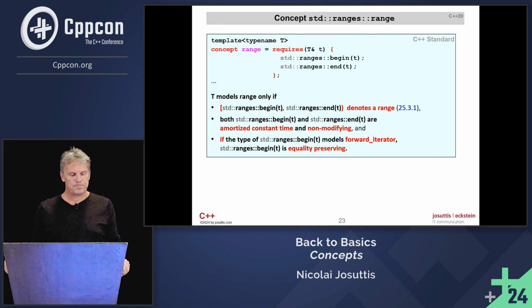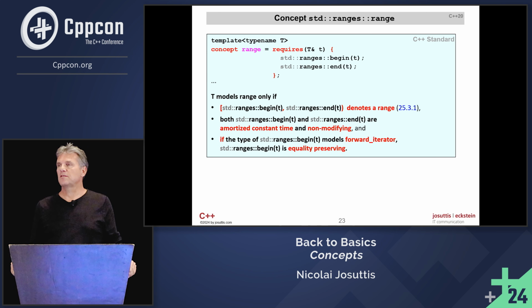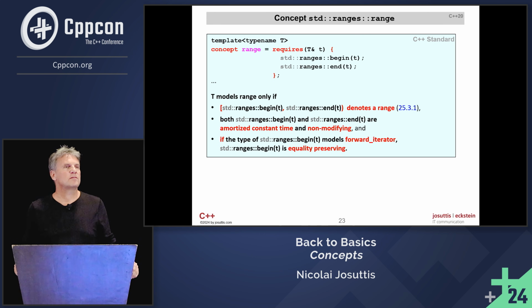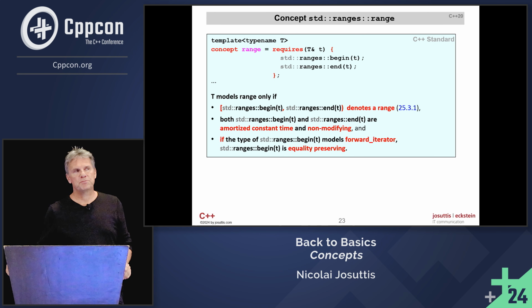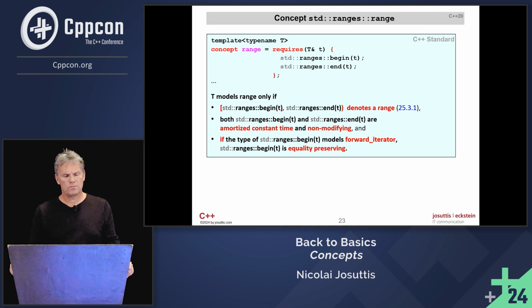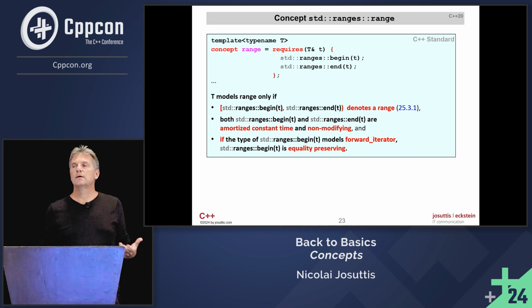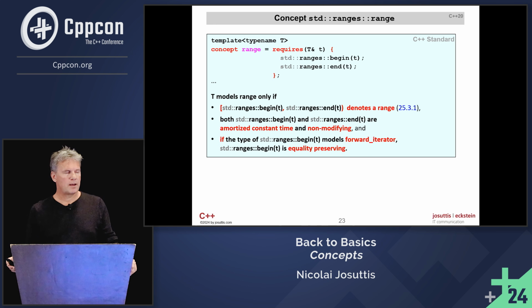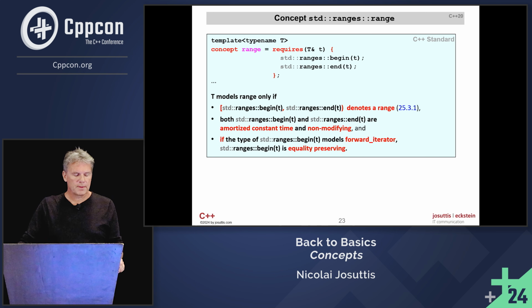And the second one is a performance requirement, at least the first part of it. So amortized constant time means begin and end should be reasonably fast. If you wonder why it's not constant time, look later on my talk here at CppCon about why.